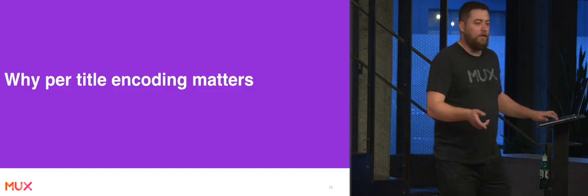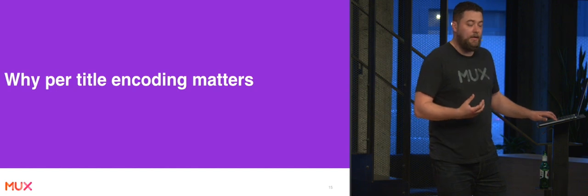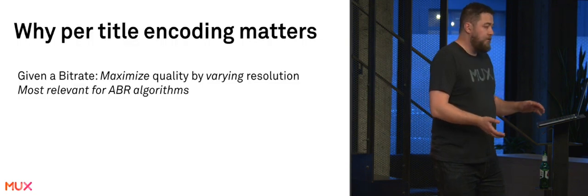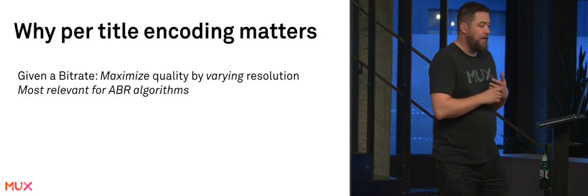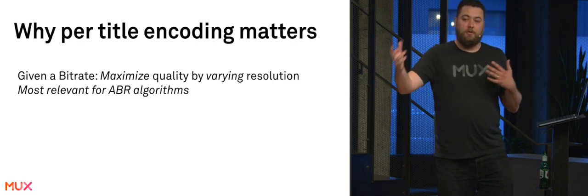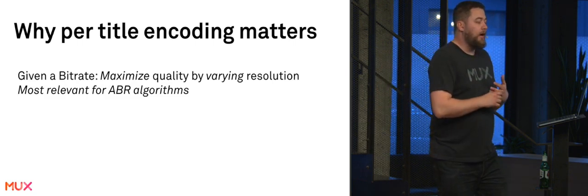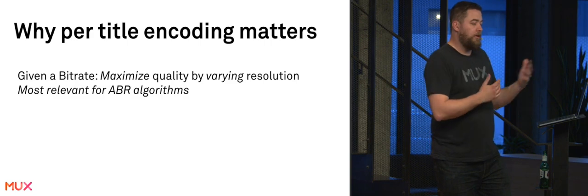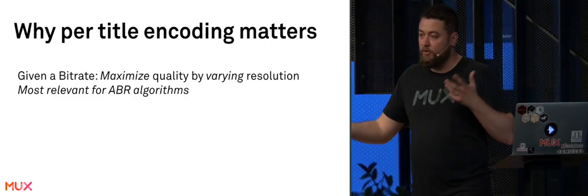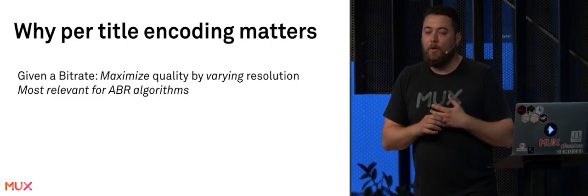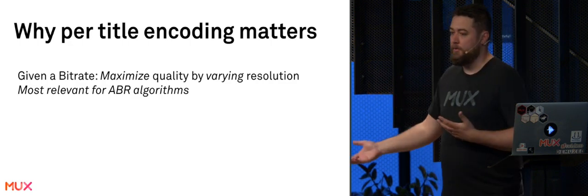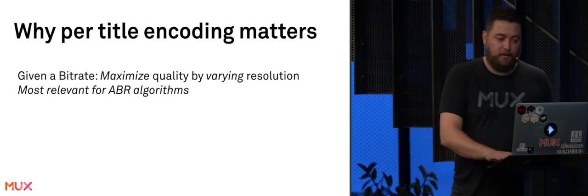Why it really matters for us at Mux is we're delivering HLS, and given a bitrate that we've picked based on the distribution of bit rates of our users, we have a bitrate ladder. We usually try to pick like 7 bit rates that are going to do a good job for the users watching the content. We can maximize quality by varying our resolution. This is why we care.